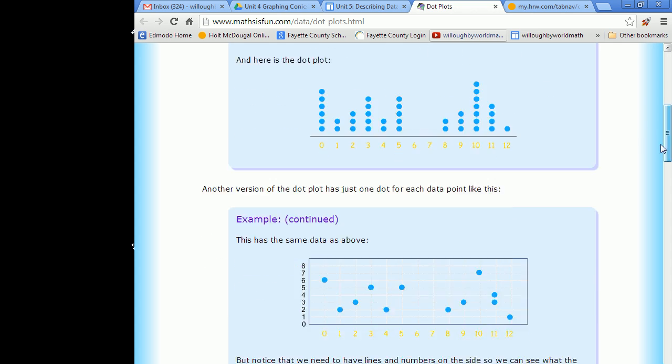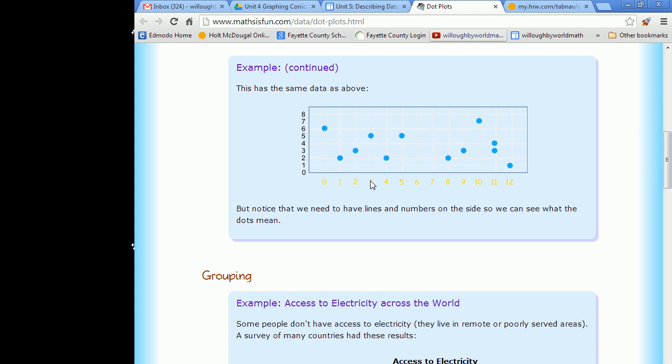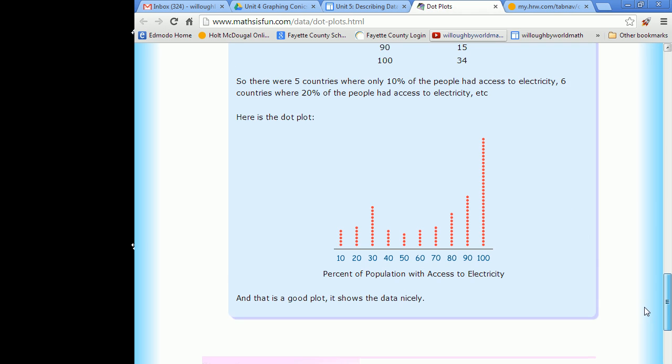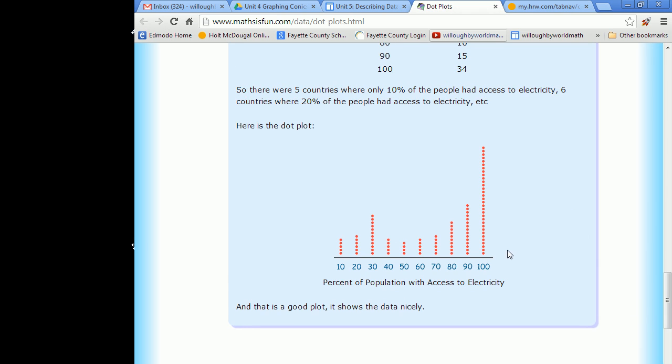So there's that data. Now, if we took the same data, we could turn it into a scatter plot. So this is still at 6, but we just don't see all the dots underneath. So if we just took that top dot for each one, we turn it into a scatter plot. Here's another dot plot with each one showing how many fall into each category. So those are our dot plots.